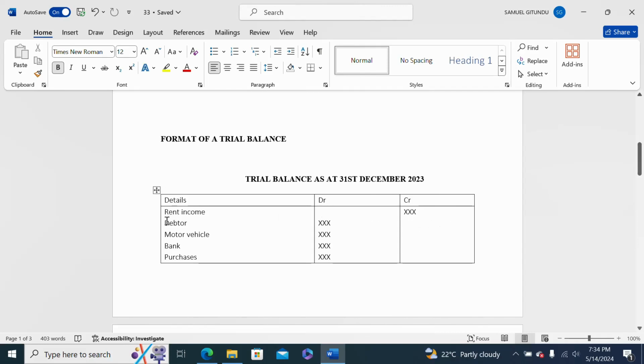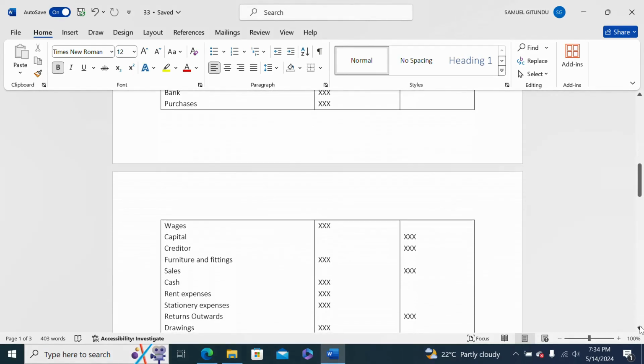Then you have debtors, which is an asset. They are recorded on the debit side. Motor vehicle, this is an asset. It's recorded on the debit side. Bank balance, this is an asset. It is recorded on the debit side. Purchases, they are recorded on the debit side. Then you have wages, this is an expense. It is recorded on the debit side.